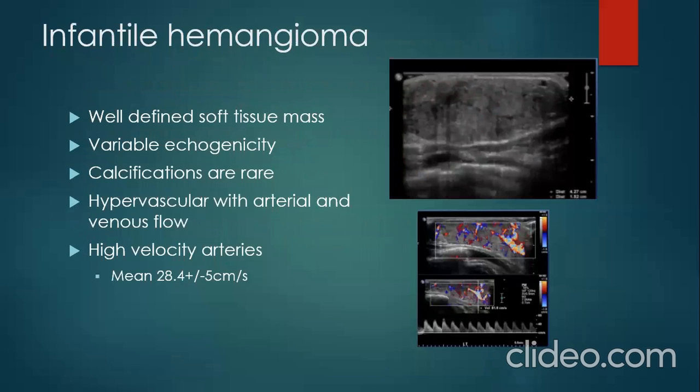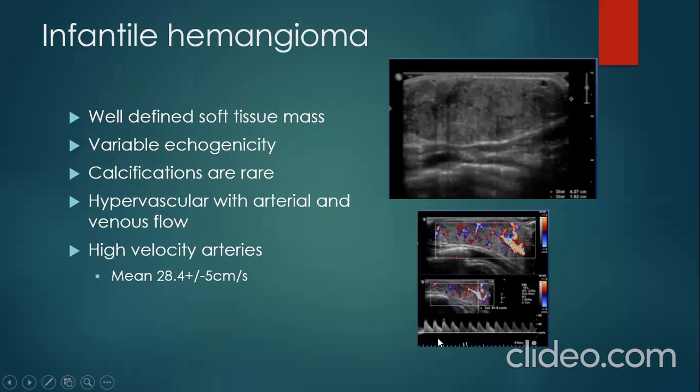Moving on to infantile hemangioma. It is a well-defined soft tissue mass. As you can see here, we can clearly define this mass. Echogenicity varies, and we might get calcification sometimes, but it is very rare. If we turn on our color Doppler, we expect to see hypervascularity as seen in these images, and we get both arterial and venous flow.